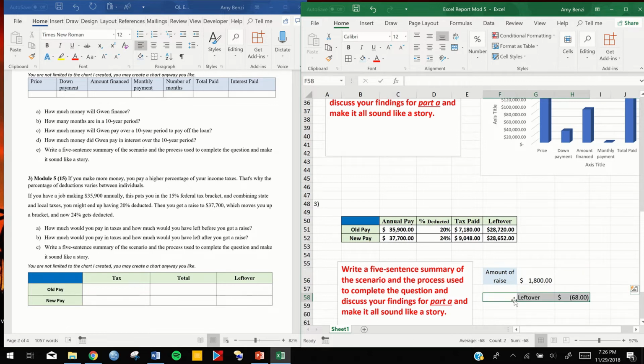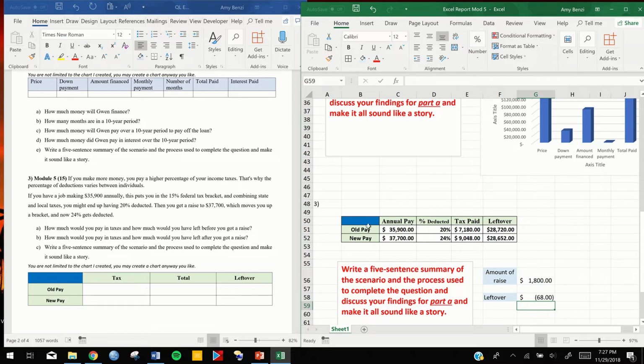Or, how about that? That's a little better, isn't it? All right, so like I said, Excel uses parentheses to record negative numbers. So this is negative 68. And you guys can write it in there however you want to.